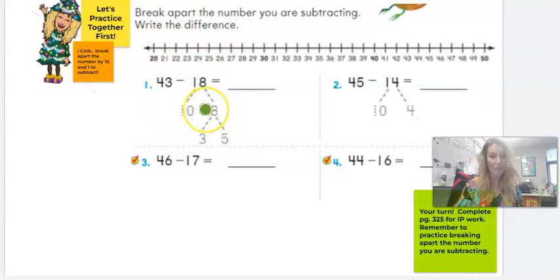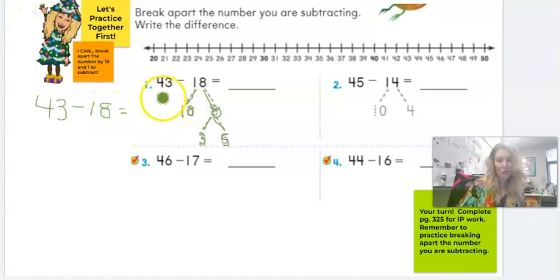We're going to break apart this number by 10. So that means basically place value, like what we did with addition. So let's take a look. We have 43 minus 18. So we're going to break apart our 18 into place value, which is 10 and 8, right? And then we're going to break apart that 8 into a 3 and a 5, but don't worry about that part just yet.